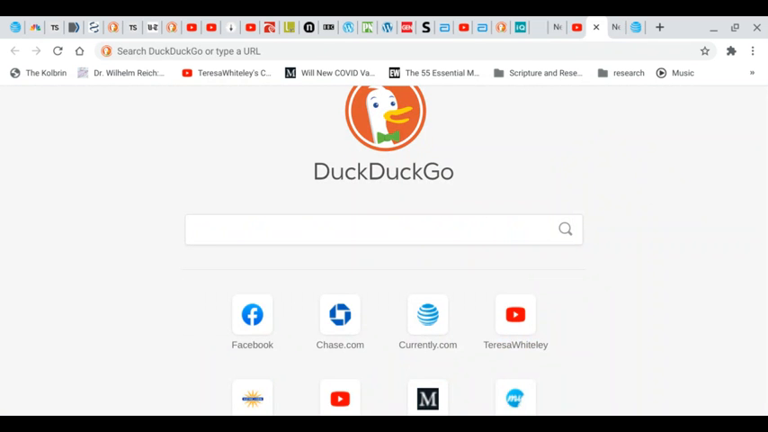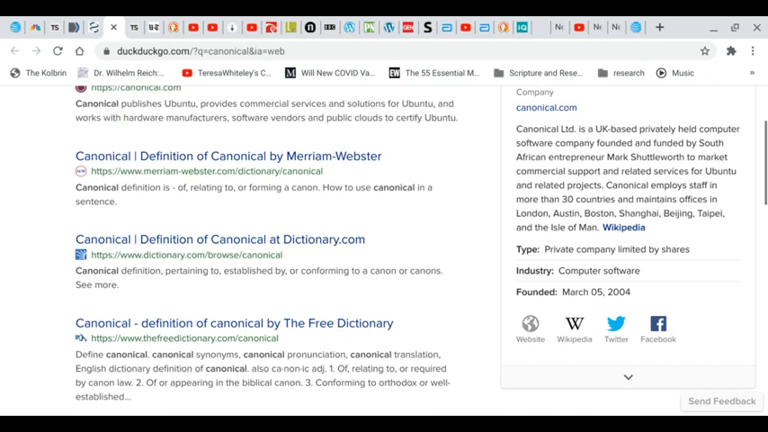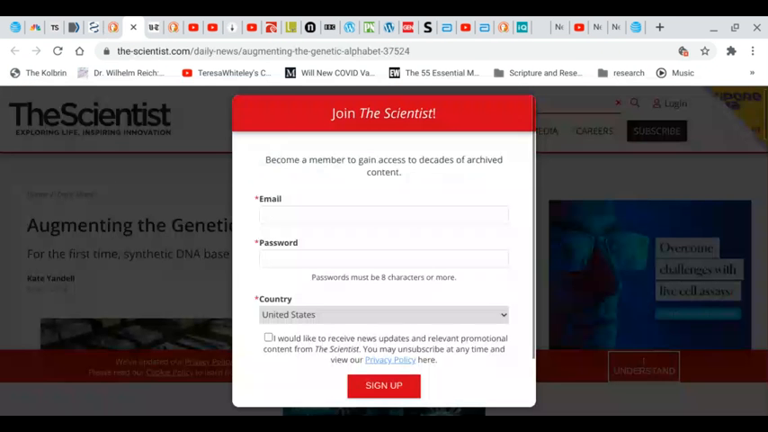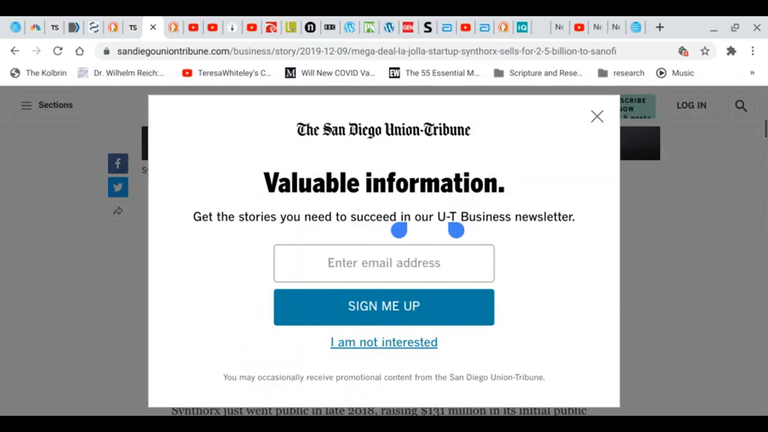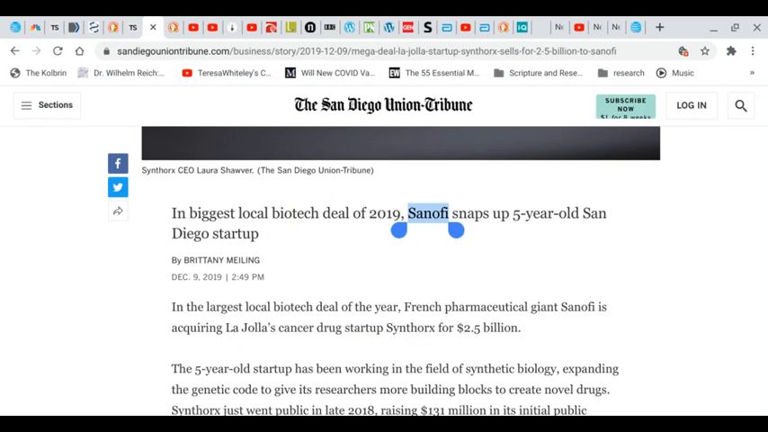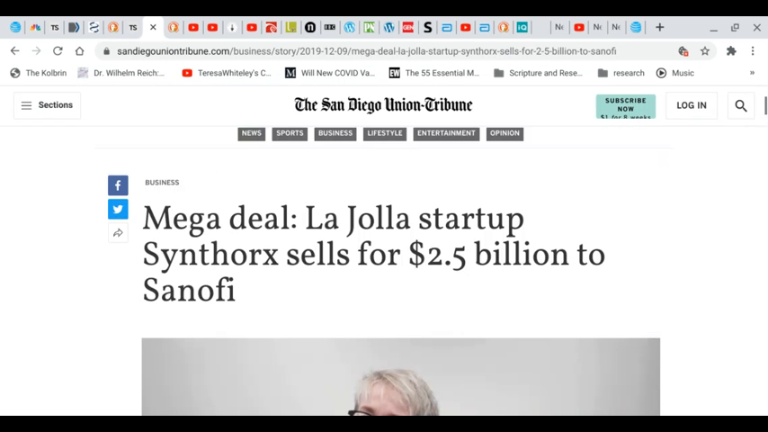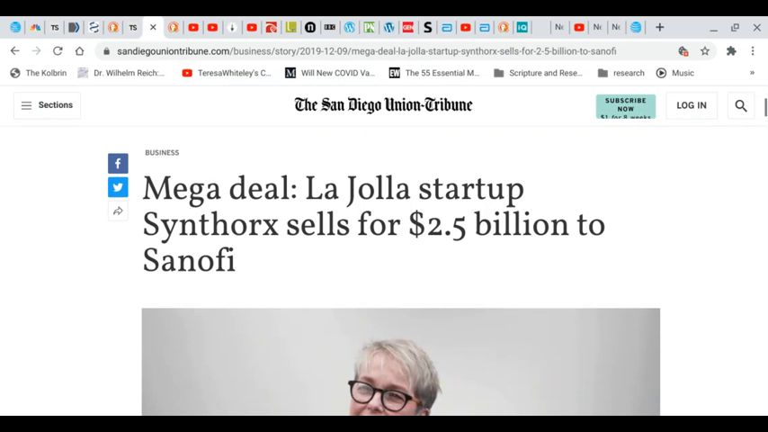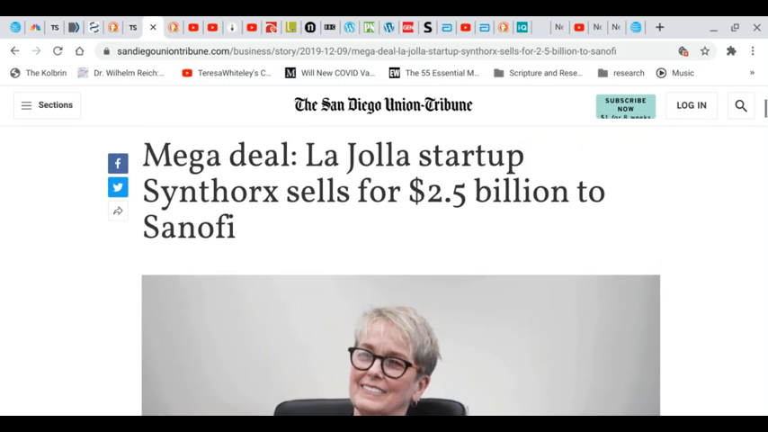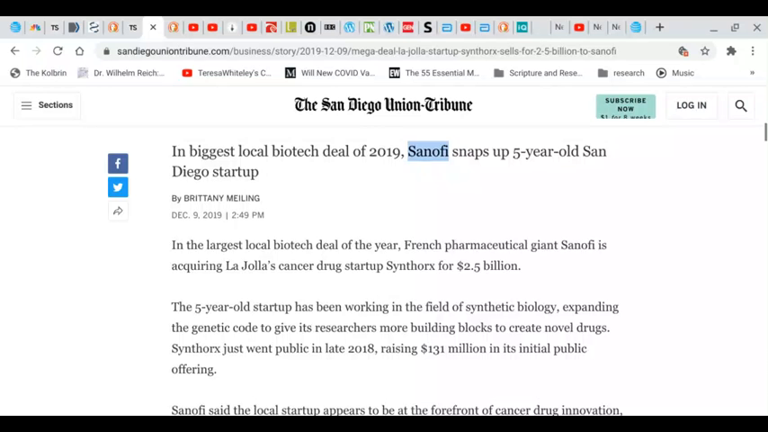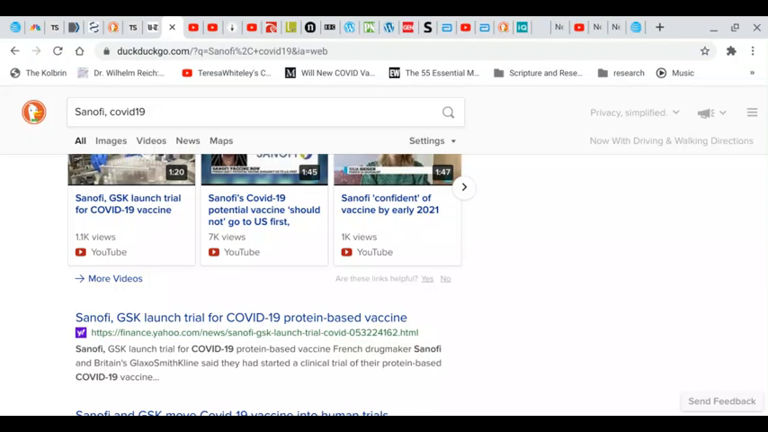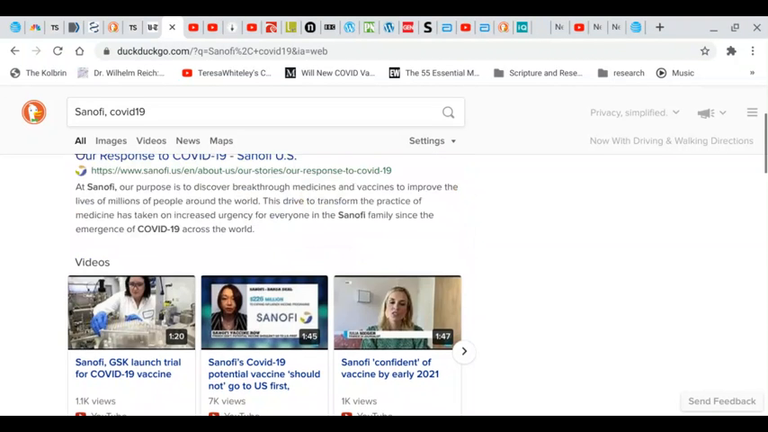I was trying to see if I had already opened something, but I can't find it. Yeah, here we go. Mega deal. Synthorx sells for $2.5 billion.